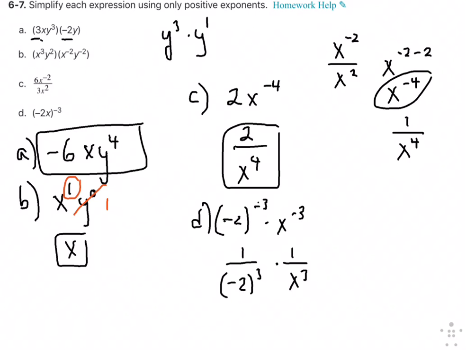So in this case, negative 2 to the third. Negative 2 times negative 2 is 4, times negative 2 is negative 8. So this is negative 1/8 times 1 over x to the third. And we would combine this, right, as negative 1 over 8x to the third.